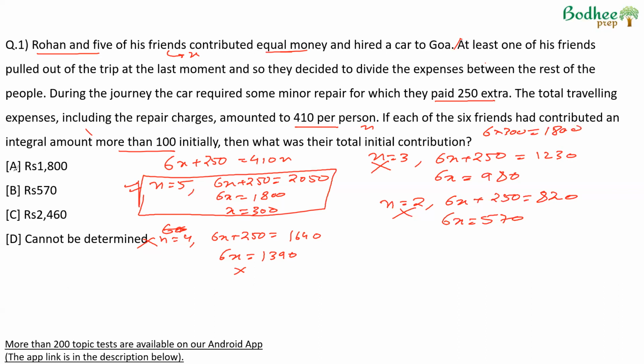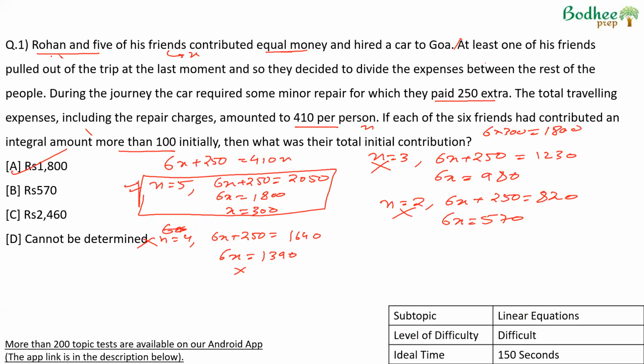That becomes my answer, option A. Actually, this is a moderate to difficult level question. It would take time to solve because, again, at least 1 person did not go. So there are multiple cases which need to be checked, because one of the options also says it cannot be determined. So I will have to check. Even if I get the answer at n is equal to 5, I will have to ensure that there are no other options possible.